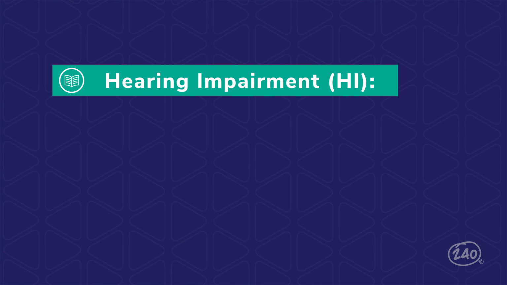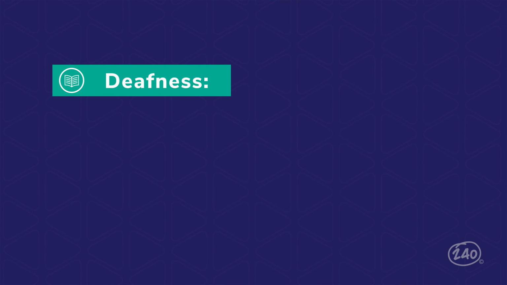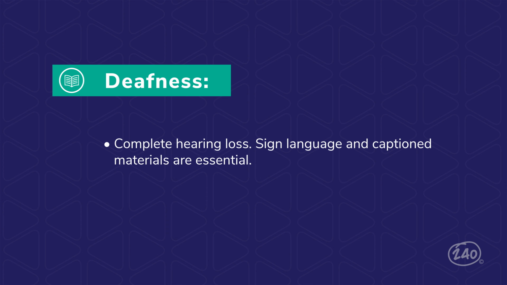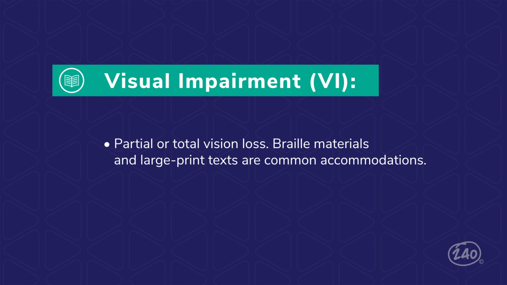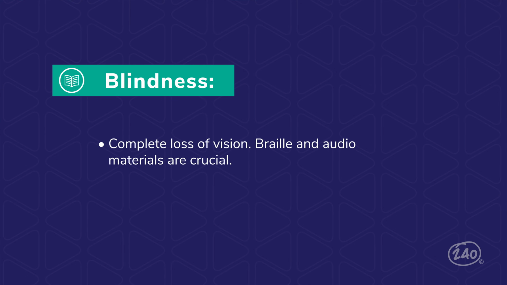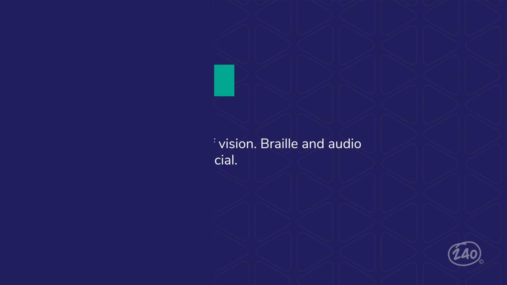Hearing impairment, HI. Partial or total hearing loss. Assistive listening devices and visual cues are key accommodations. Deafness, complete hearing loss. Sign language and closed caption materials are essential. Visual impairment, VI. Partial or total vision loss. Braille materials and large print text are common accommodations. Blindness, complete loss of vision. Again, Braille and audio materials are crucial.